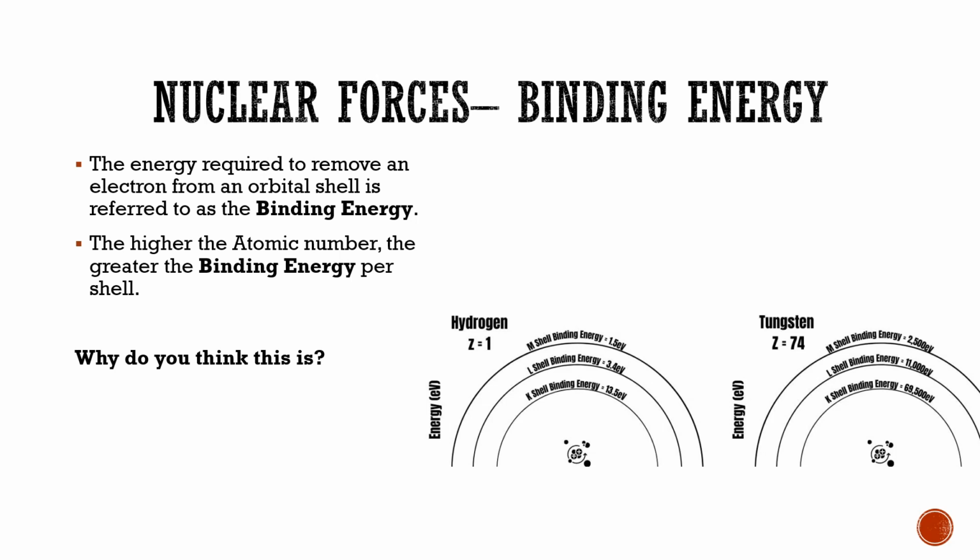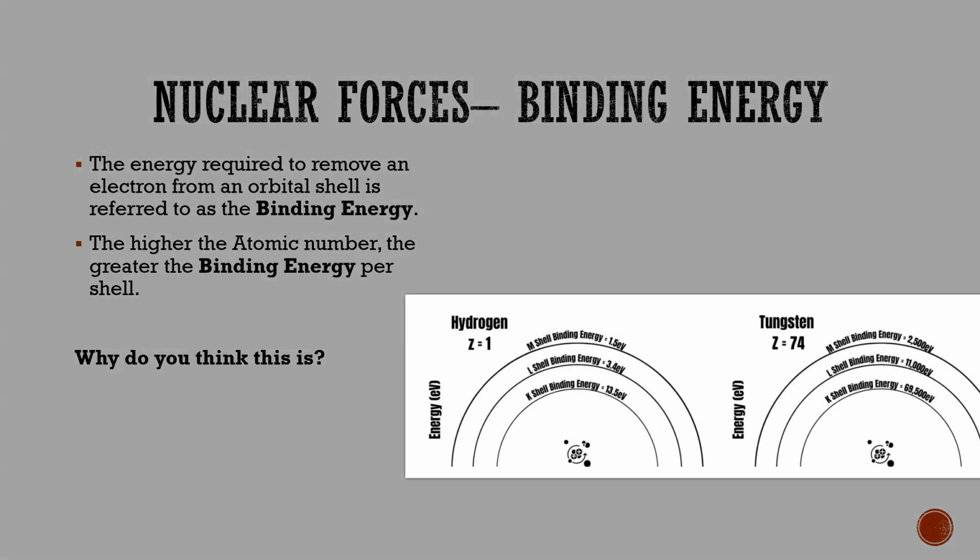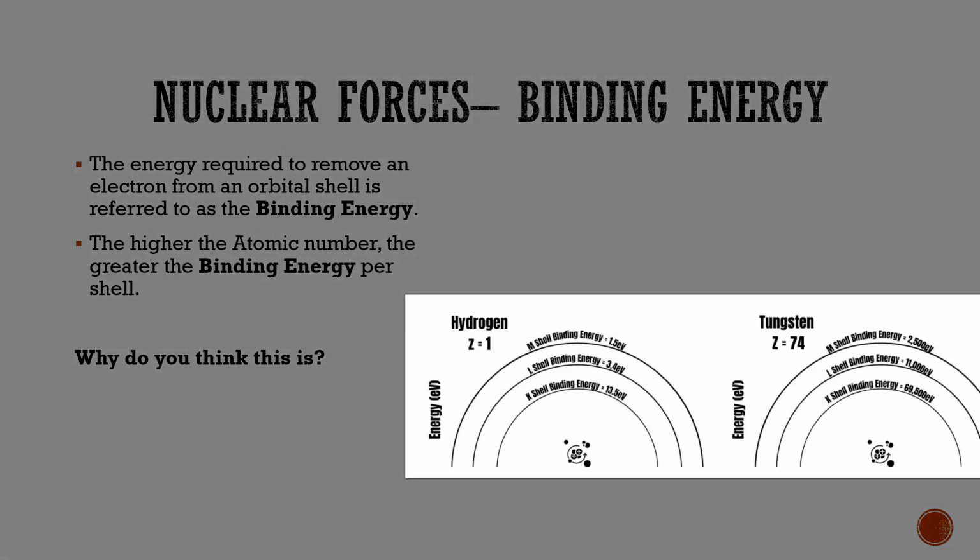Take, for example, the first diagram to the left. This schematic shows the hydrogen atom, which has an atomic number of 1, and here we can see the K shell, L, M, and N shells. Here we can see the energy required to remove the electron from the K shell is 13.5 electron volts.